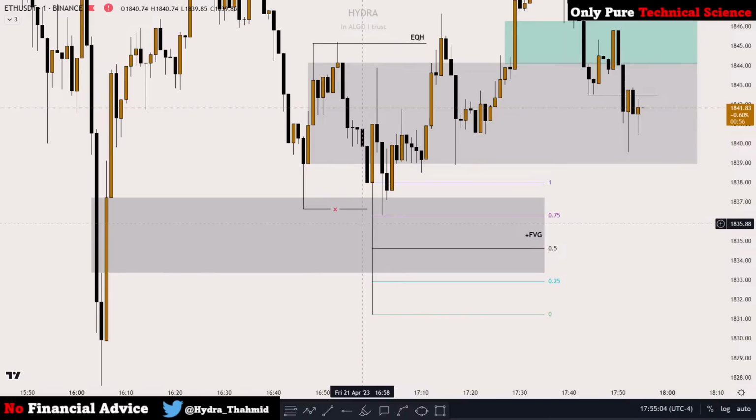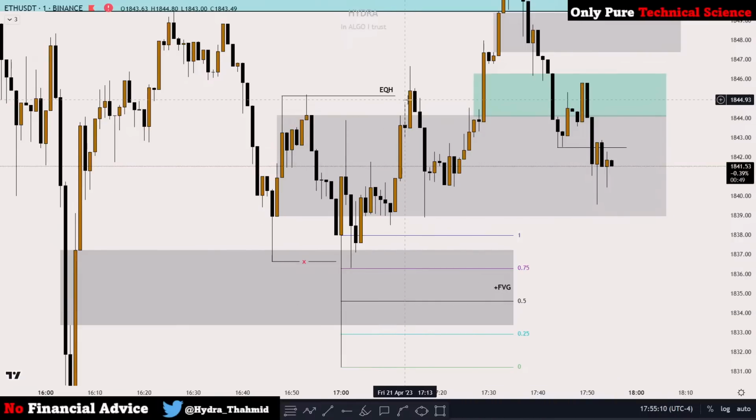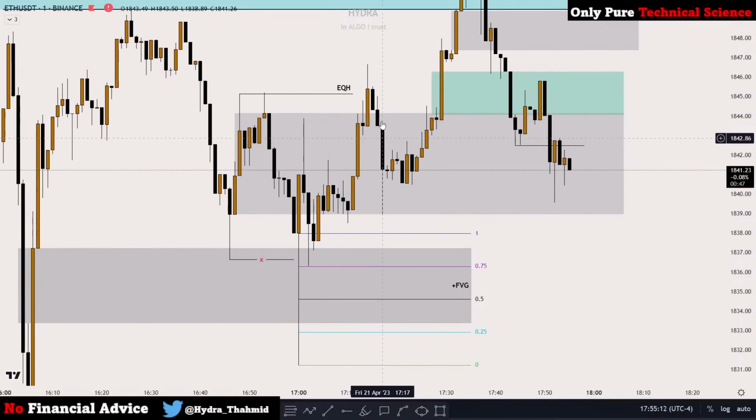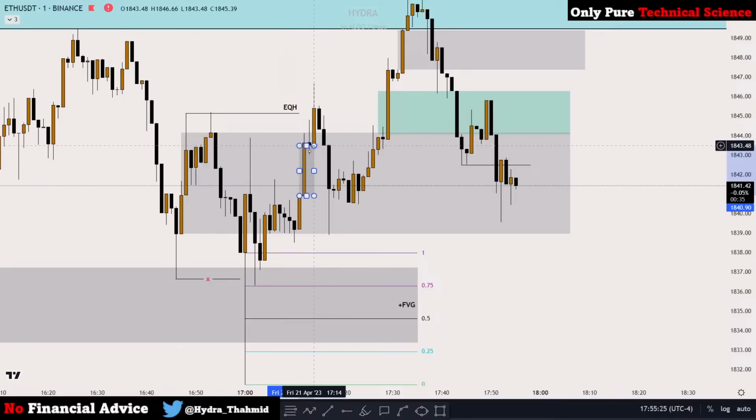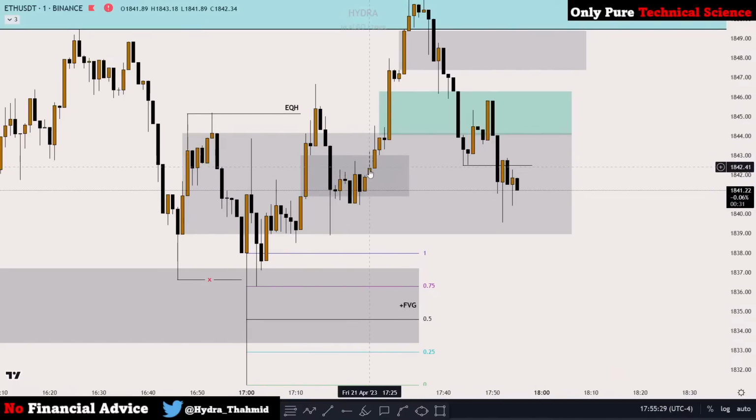Just so you know, I wasn't looking for a trade from this fair value gap. I was looking for a trade after price closed a candle's body here. And just to answer your question, yes, I would take this trade once price was going above the midway. I will pyramid in my entry.